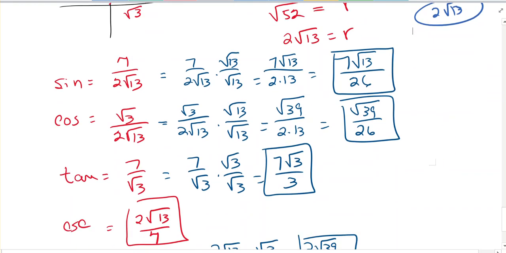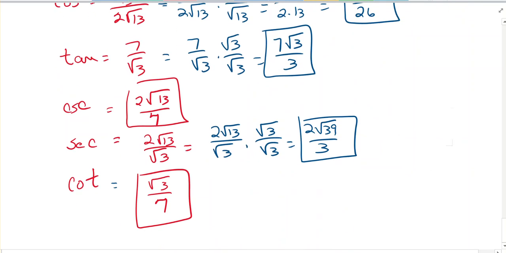Tan is 7 over square root of 3. We got to get rid of the square root of 3, so we do that. We end up with 7 square roots of 3 over 3. Now that we have those, we can just do some flipping. Cosecant, we can start with what our original was, and we can just flip it, and we don't have to do anything. If we start here, we end up with a mess. So start with your original, flip it, and you get that.